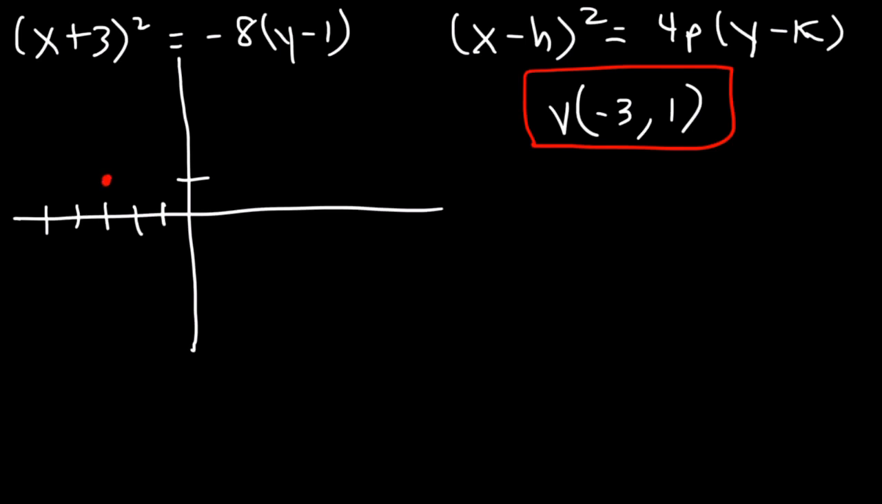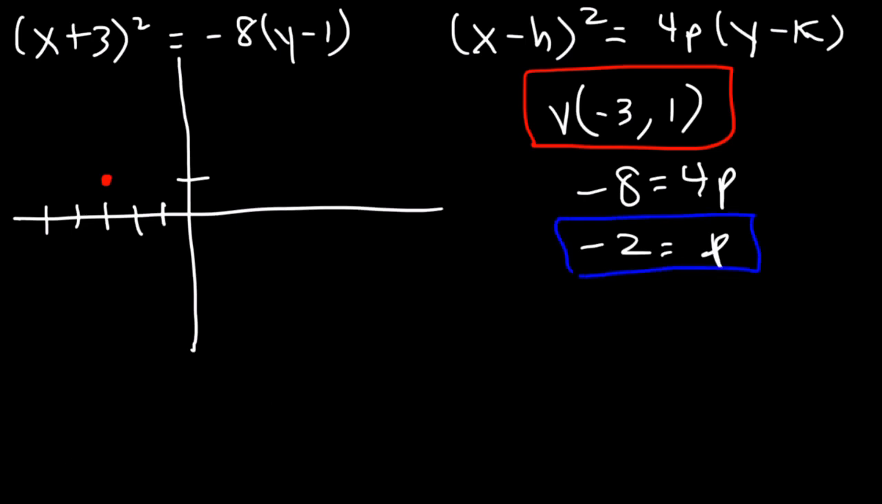Let's go ahead and plot the vertex, which is -3, 1. Now, let's find the value of p. So let's set -8 equal to 4p. If we divide both sides by 4, -8 divided by 4 is -2. So p is equal to -2.